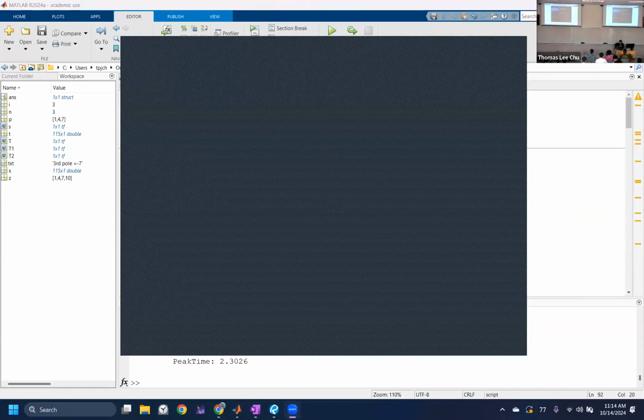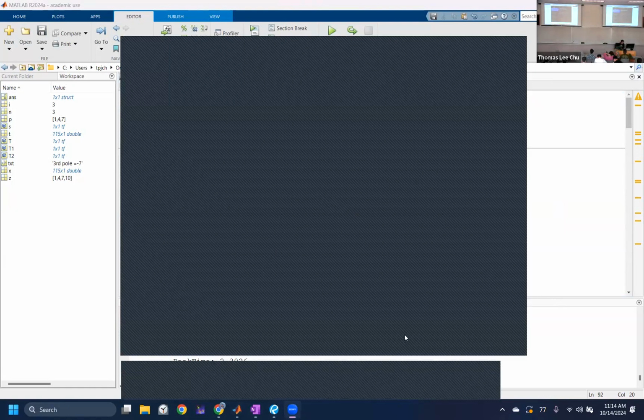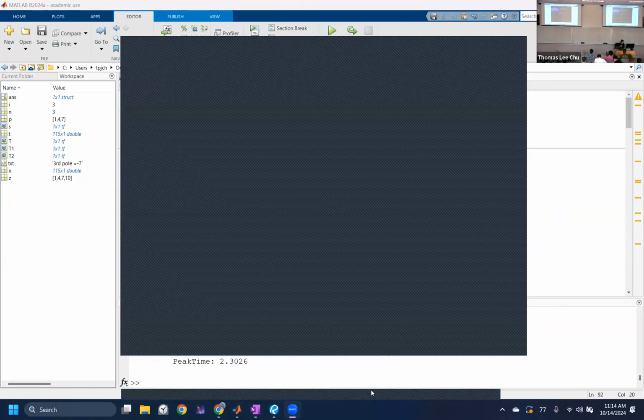I hope I'm screen sharing. Yeah, I am. Okay, good. Am I sharing two screens at once?